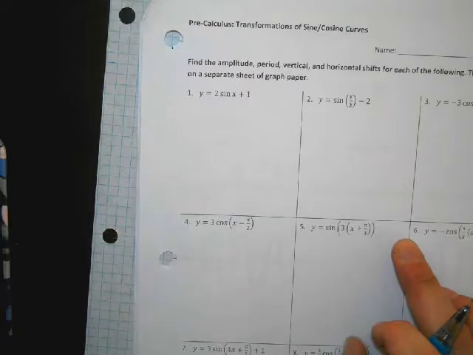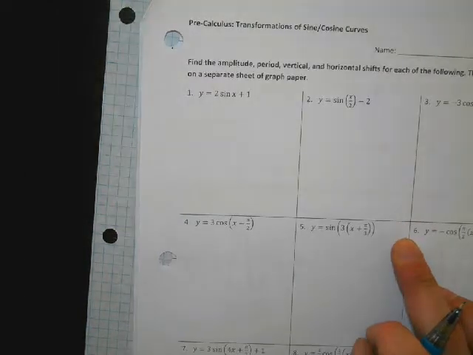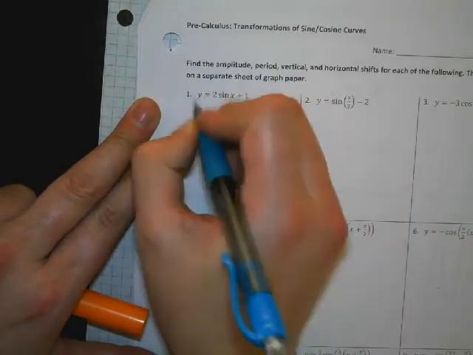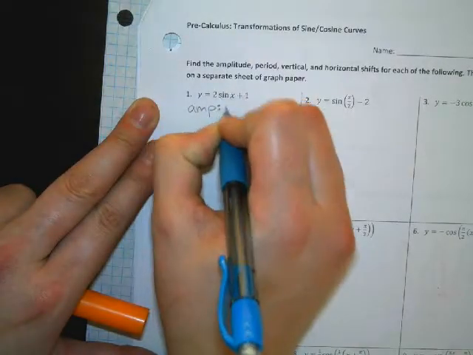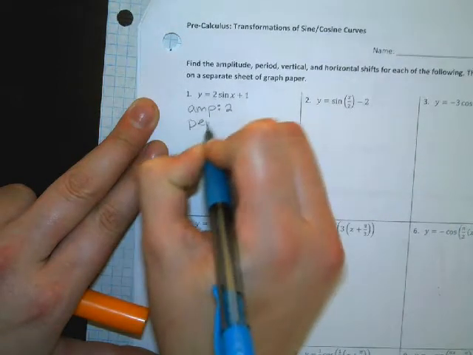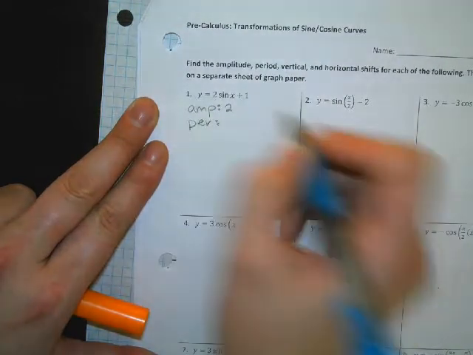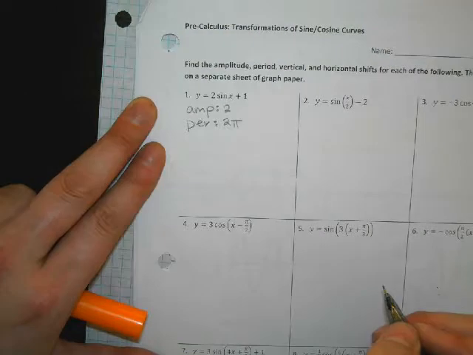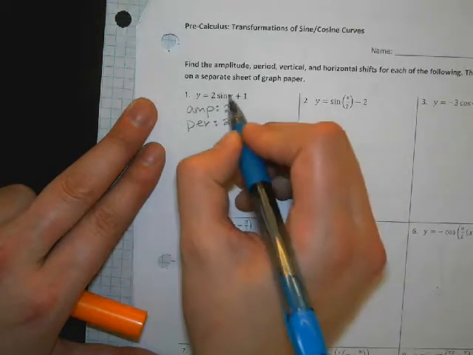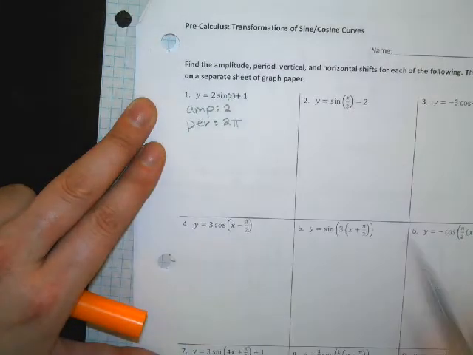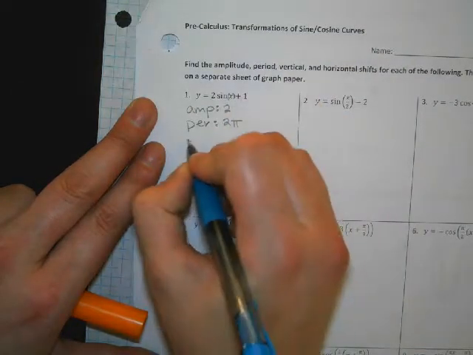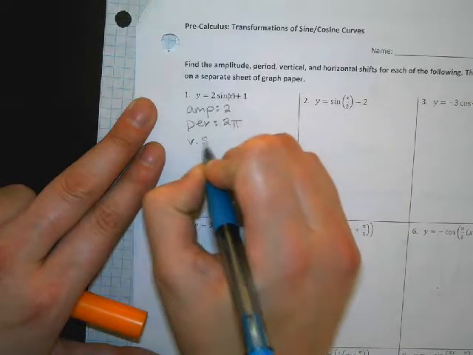So number one, the first thing I'm going to do is write down the transformations for this graph. The amplitude is 2. The period of the graph is 2 pi. Is there a horizontal shift? No, because the parentheses would be right here, and that's why they did not have to write them, just because there was nothing. But there is a vertical shift, and what is the vertical shift?